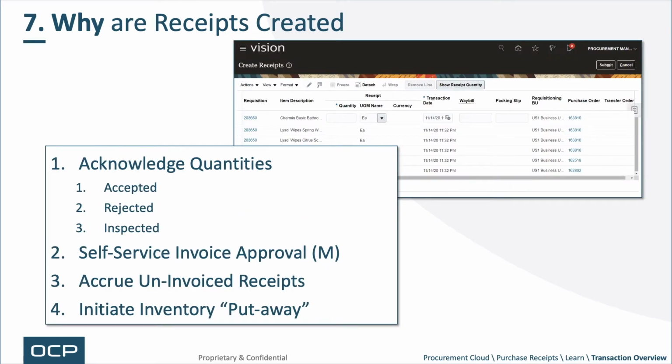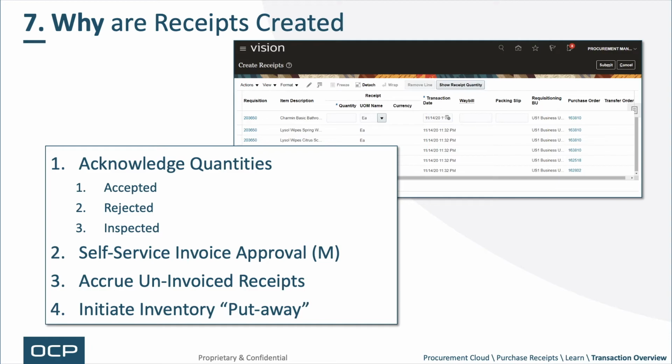And then lastly, why are receipts created? Well, first, you want to acknowledge the quantities. What do we accept? What do we reject? What gets inspected? And there might be a few other variations there. Then self-service invoice approval. We've talked a lot about that: whether you're doing a PO or a receipt, you're going to use that receipt, or the sum of those receipts, and bounce them up against the invoice to make sure that you're not being overcharged.